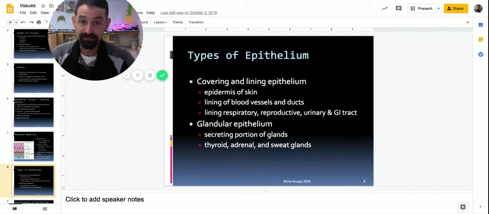Your different types of epithelium. There are different types based upon what they do. You either have covering or lining epithelium, like skin, or you have glandular epithelium, something that forms a gland and then produces some sort of secretion, like a sweat gland or adrenal gland or thyroid gland or all the other glands that secrete stuff in your body.